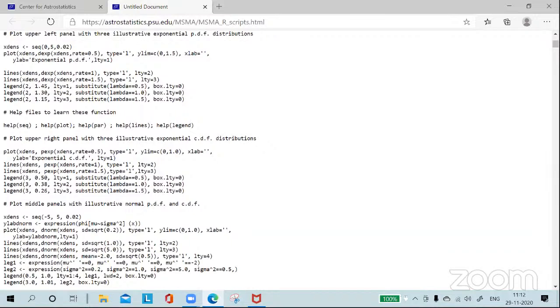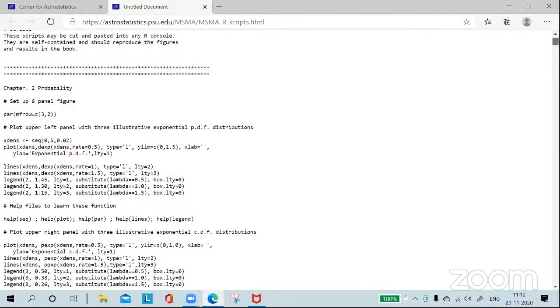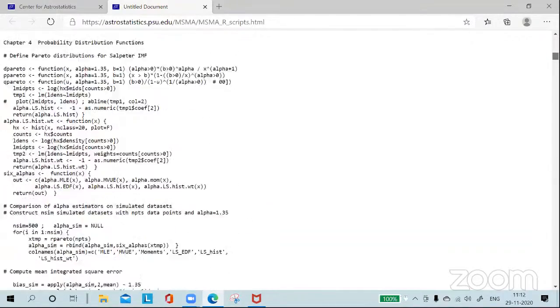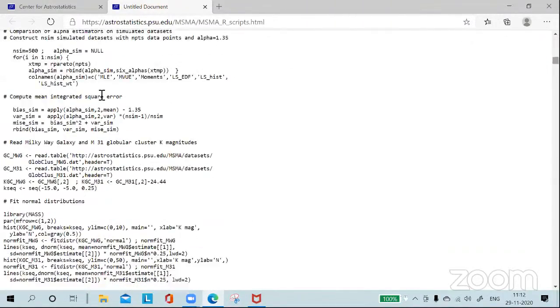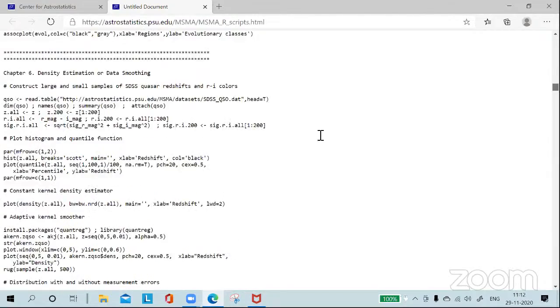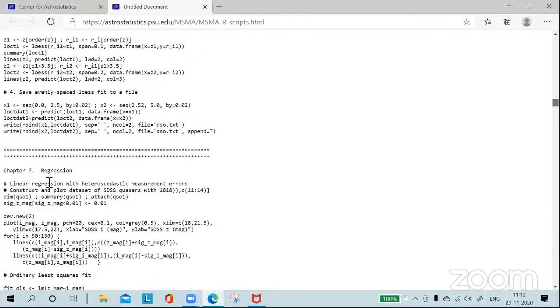If you notice that there is something for plotting, plot upper left panel, probability distribution function, computing mean integrated square, and so on and so forth. So there are these scripts which you can cut and paste. Say, for example, chapter 7 is regression. So this book is not a very simple one. It is a serious book, but these scripts are pretty good.